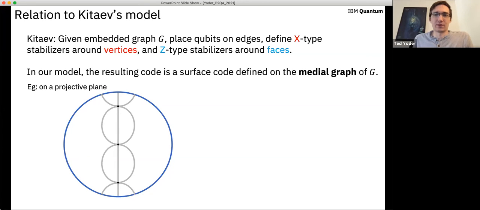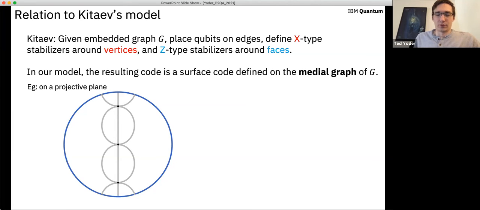Right, so that was an example to get our feet wet. And then I wanted to take a brief aside here and talk about the relation to Kitaev's model. In Kitaev's model of surface codes, you also have an embedded graph on a 2D manifold, and you place qubits on the edges of the graph rather than the vertices like we did. And then you define two types of stabilizers. You define the X-type stabilizers around the vertices, for instance, and the Z-type stabilizers around the faces.